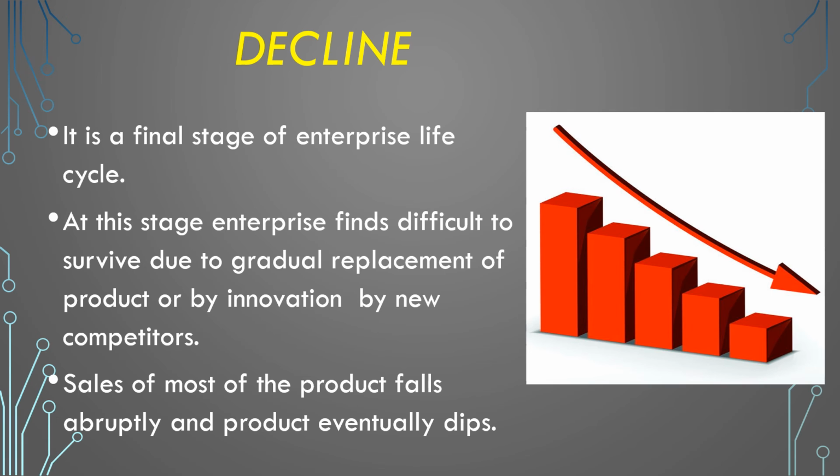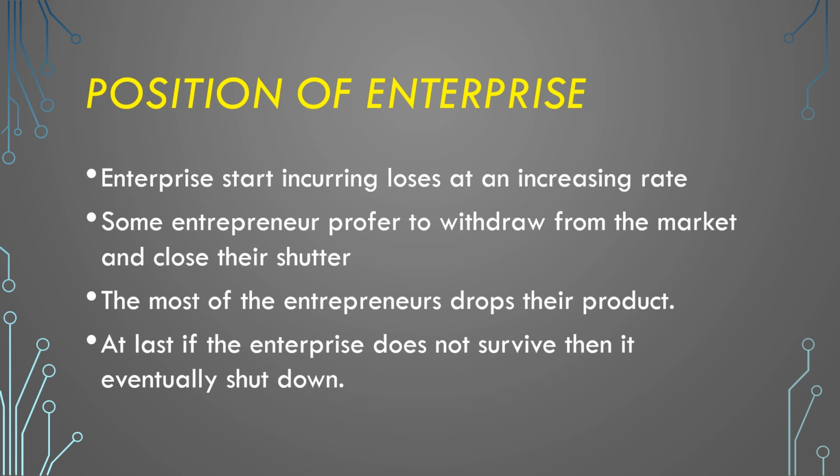It is not necessary that all products will pass through the above life cycle stages and remain for the same period at each stage. It is found that most of the enterprises dissolve in the initial stages, the first and second stage. So, next is the position of the enterprise in the decline stage. Enterprises start incurring losses at an increasing rate. In such situations, some entrepreneurs prefer to withdraw from the market and close their shutters. This is characterized as a decline stage.